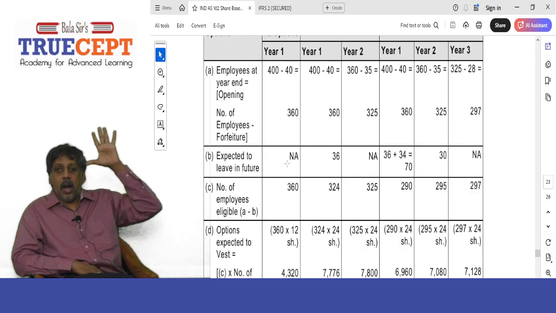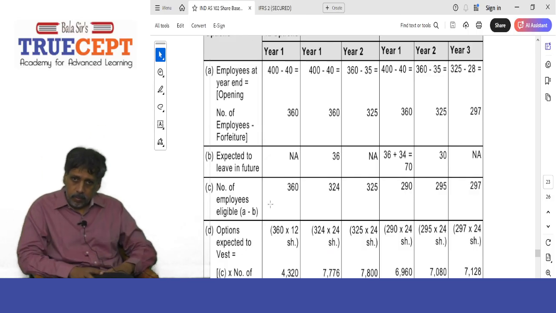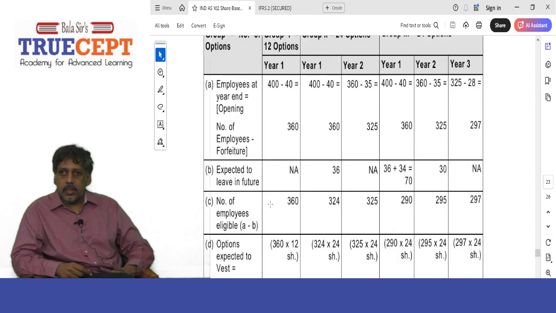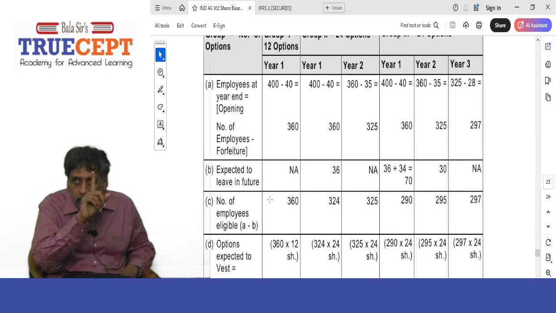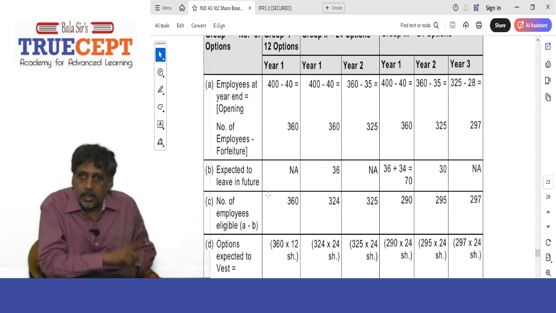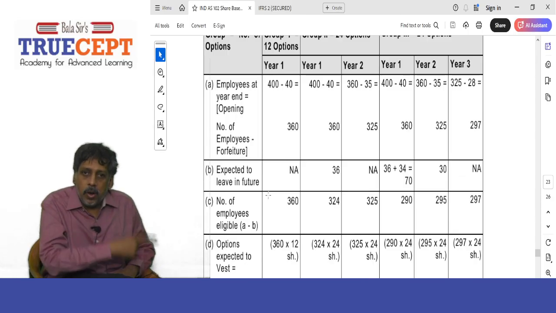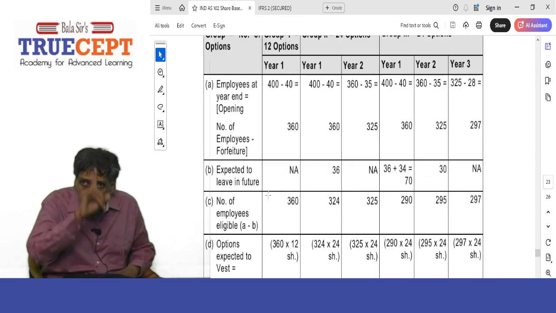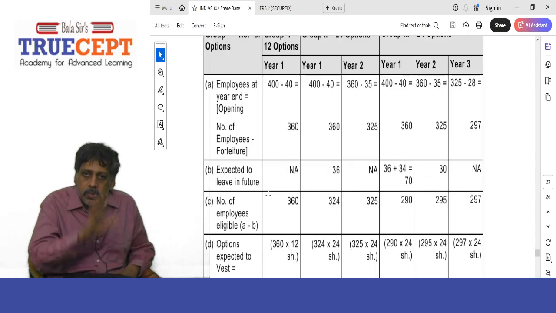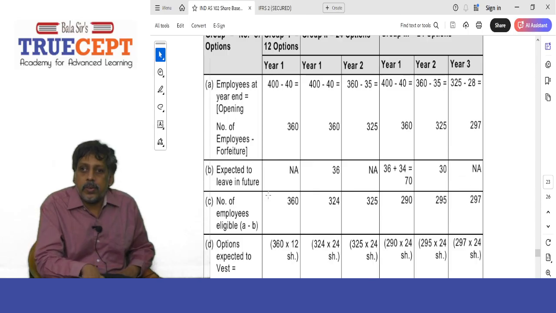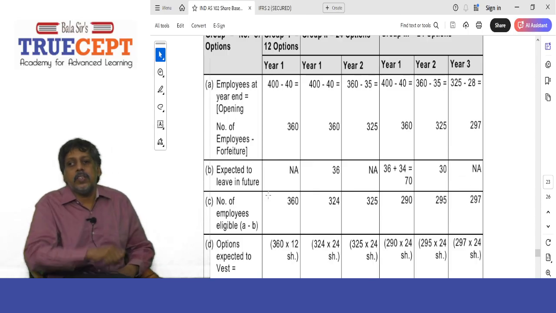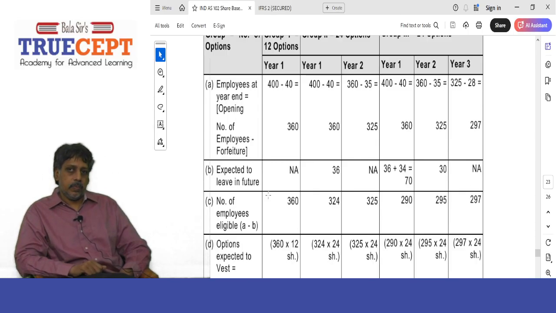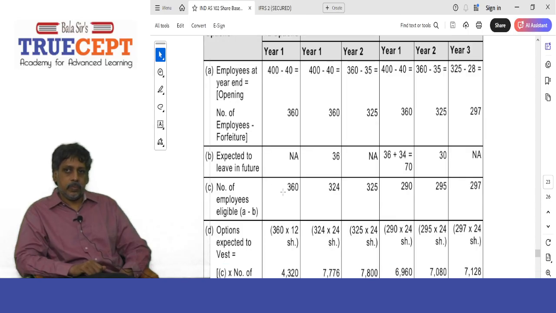Out of 360 employees who are there at the end of first year, satisfying the G1 vesting condition of 1 year, only 350 are exercising. The 10 employees decide not to exercise. This is happening at the end of first year, right? Once the options have vested. Which options? The G1 options are vested. Got it? Okay. Yes, sir.